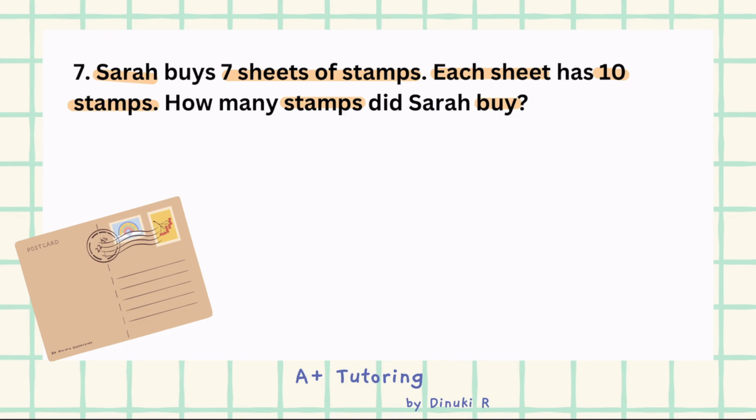Okay, let's go through it now. So we know that Sarah is buying sheets of stamps, right? So essentially, not just one stamp, it's like a collection of stamps at once. So she's buying 7 sheets of stamps, and each one of those sheets has 10 stamps. And we're being asked to figure out how many stamps Sarah bought altogether, right?